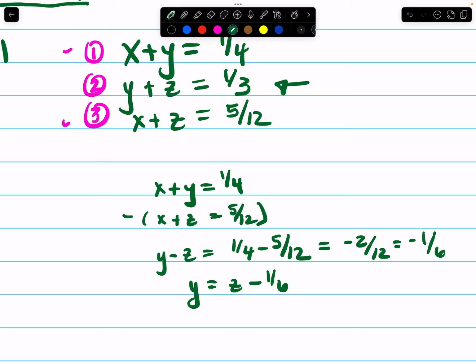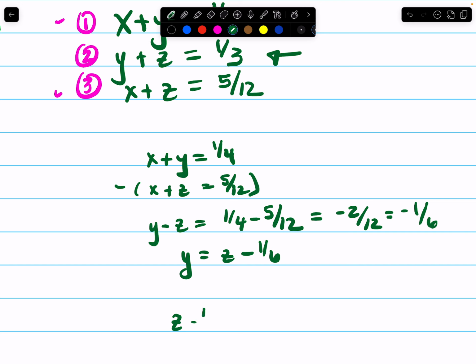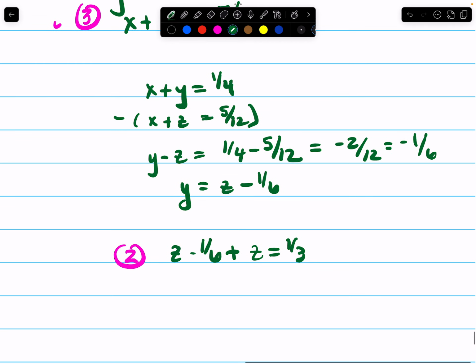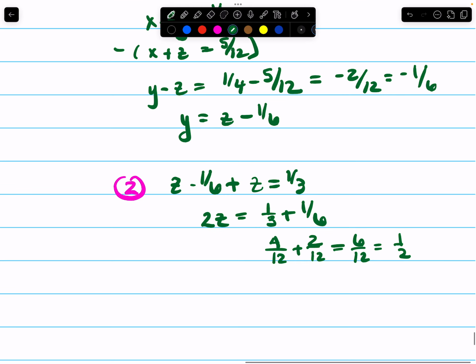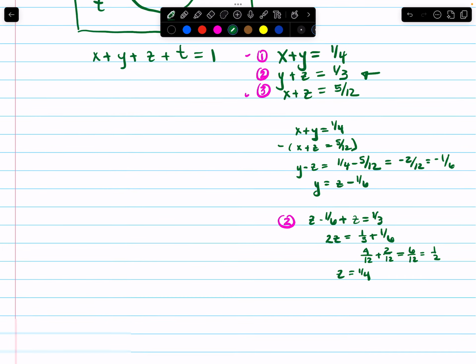All right, now I'm going to go into equation 2 here and replace my Y with my new expression in terms of Z. So instead of Y plus Z, I'm going to write Z minus 1/6 plus Z equals 1/3. That's using equation 2 here, replacing the Y with Z minus 1/6. So now we have enough to solve for Z. So 2Z is equal to 1/3 plus 1/6. Again, we're going to have the 12ths, so that's 4/12 plus 2/12, or 6/12, or 1/2. So 2Z is 1/2. That tells me that Z is 1/4. I've found my first unknown.